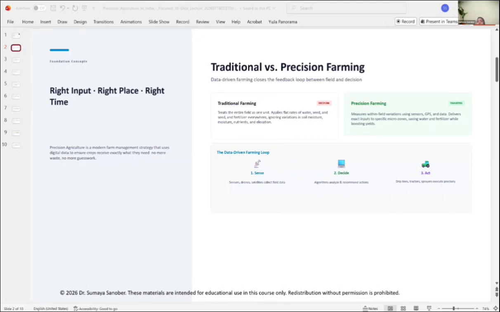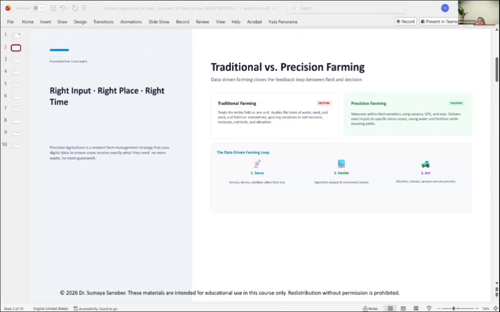For that, first we require a sense. If you see on the screen, we have sense, that is sensors, drones, satellites, or the weather station that collects the data. Then the second thing is we need to decide. We need to decide what software, what algorithm, what farmer analyzes the information. Then the third thing is act. The farmer is going to adjust the irrigation, fertilizers, planting, or spraying based on the decision that they have taken. They have to act based on what they have decided.